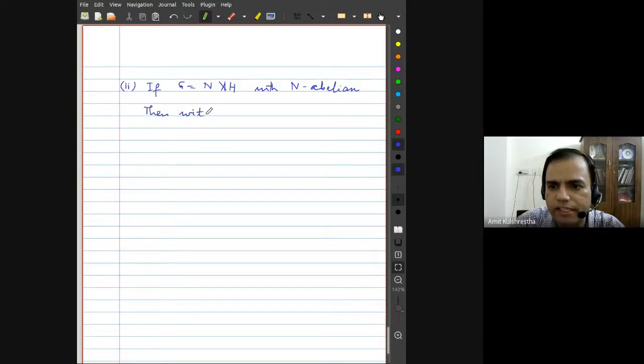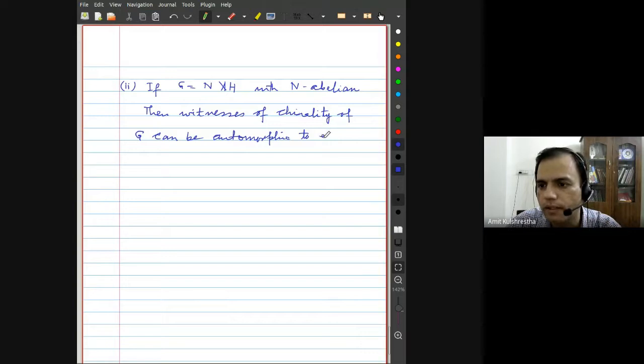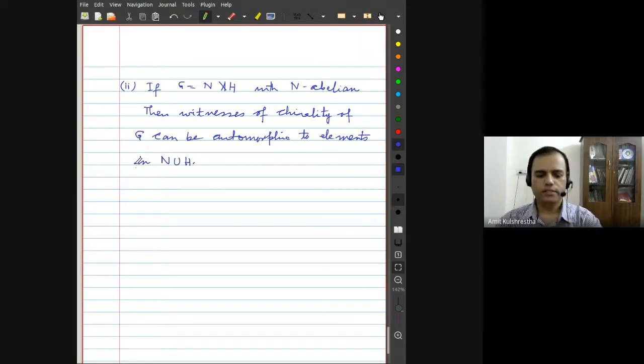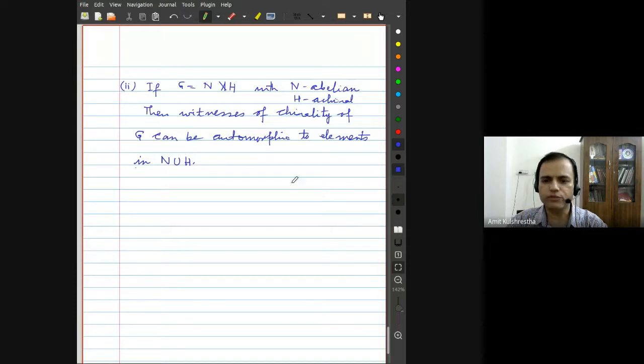so all thing is about identifying witnesses. Then witnesses of chirality of G, they cannot be automorphic to elements in N union H. So if N abelian and H achiral, then neither N nor H, those elements, allow their elements to be witnesses, and of course up to automorphism also. So anything which is automorphic is not going to be there.